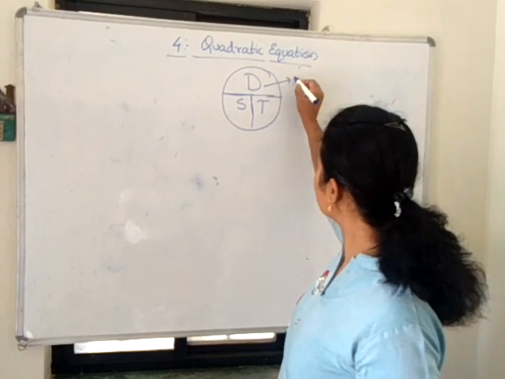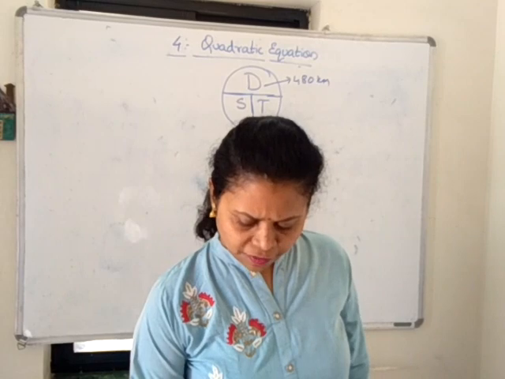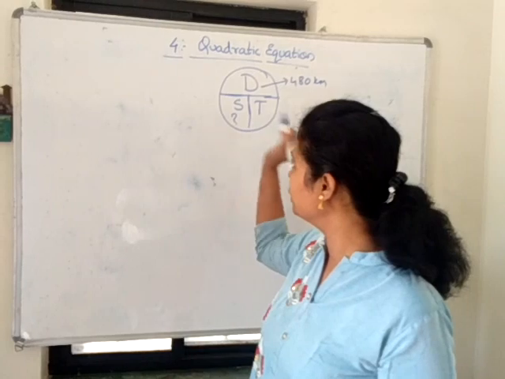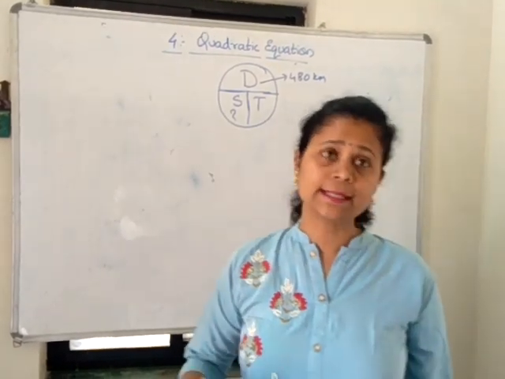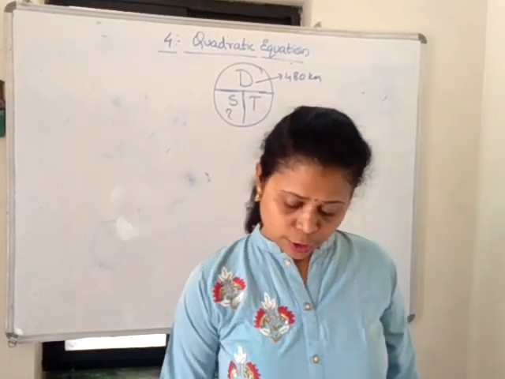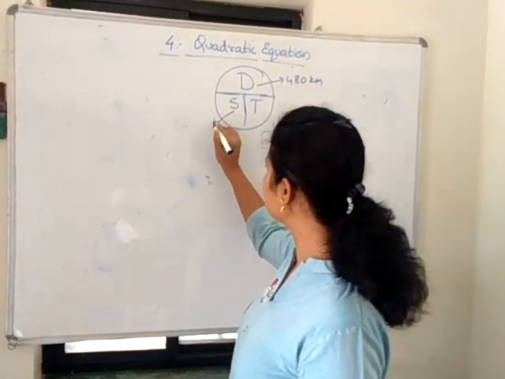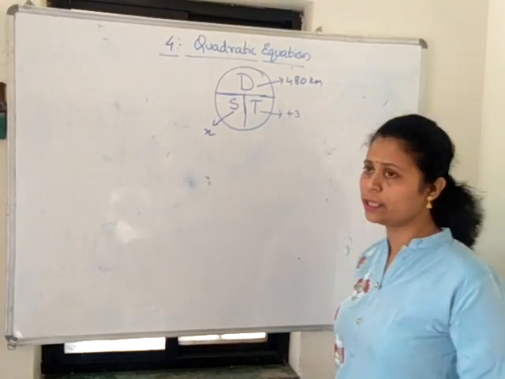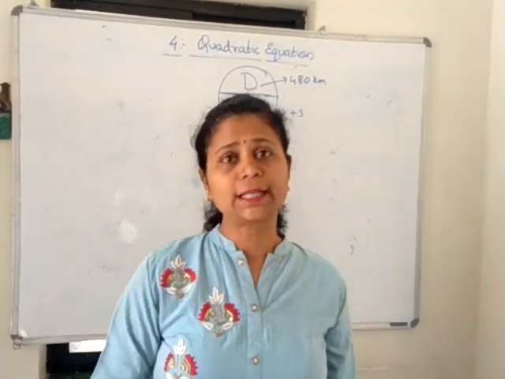So the question is, a train travels a distance of 480 kilometers. So what is this distance? Total is 480 kilometers. Then if the speed had been 8 kilometers less, so they are talking about speed, it will reach 3 hours later. So time is also given, some 3 hours later. So you need to find the speed. That means whatever is to be found will be considered as x. We have 3 hours later, so plus 3. So they want you to solve in the form of time.